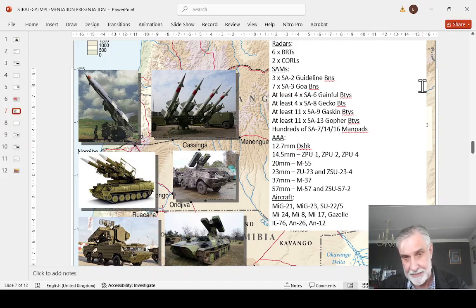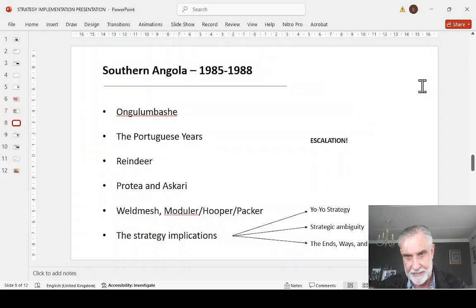This is the type of thing that we came up against as an Air Force. Okay, so I spoke about that. Now, what are the strategy implications of facing this type of enemy? What were the ends that we wanted to achieve?